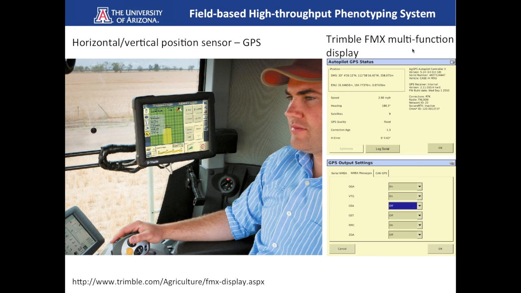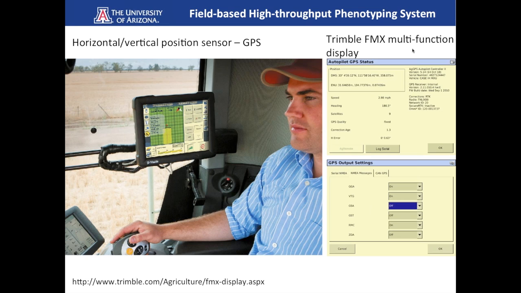So the message is the following. If you have access to a machine with RTK, ultra precise level for navigation purposes, very likely you can obtain those signals with that high level of accuracy without having to invest in a receiver that is very costly. So that's the message. That's the picture here with a Trimble FMX on the left.